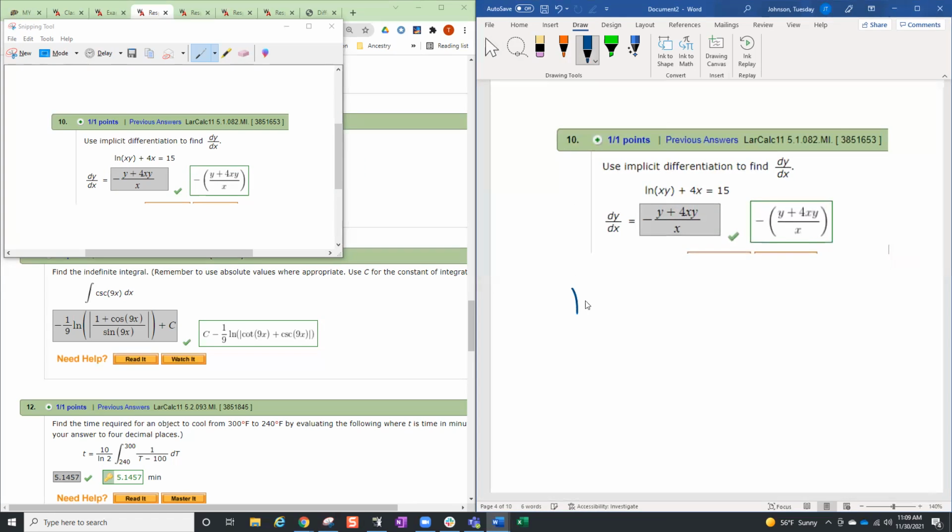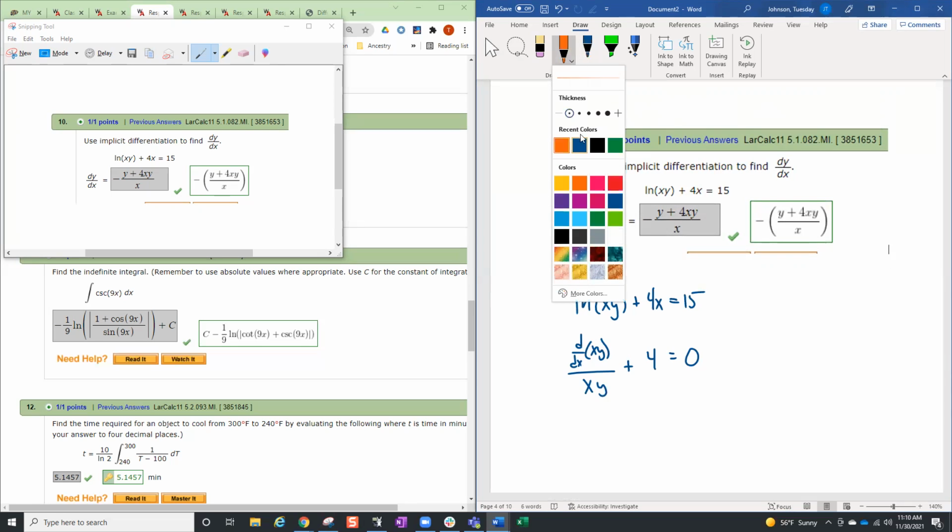So we're starting with the natural log of xy plus 4x equals 15. We want to use implicit differentiation. So the derivative of the natural log is the derivative of the inside divided by the inside. Derivative of 4x is 4, derivative of 15 is 0. Now, I didn't really do anything here because I didn't find what the derivative of xy was.